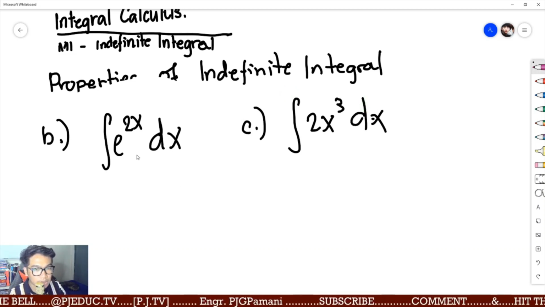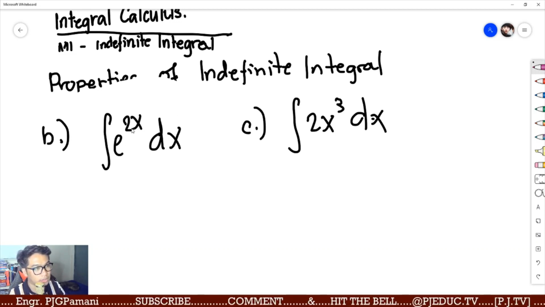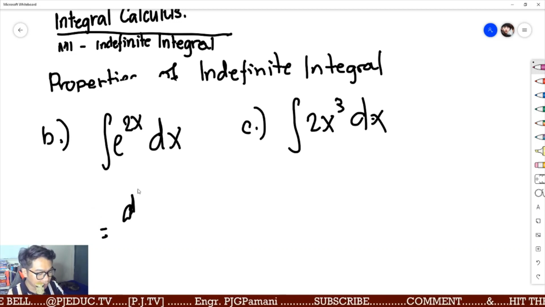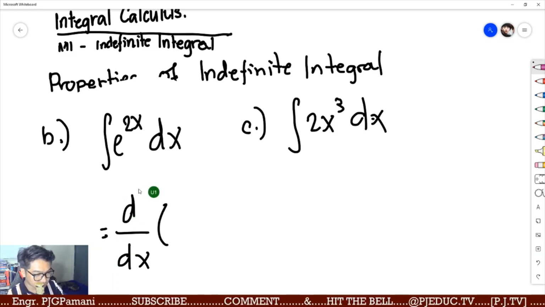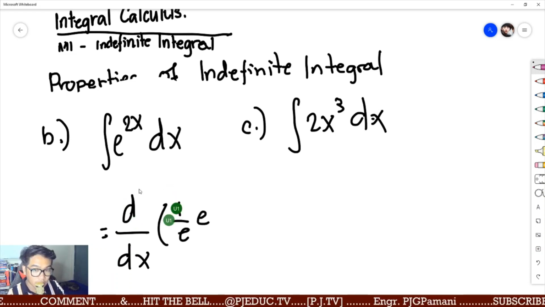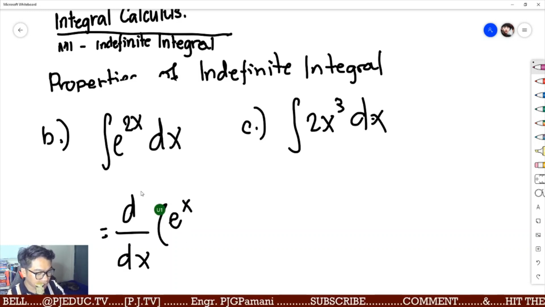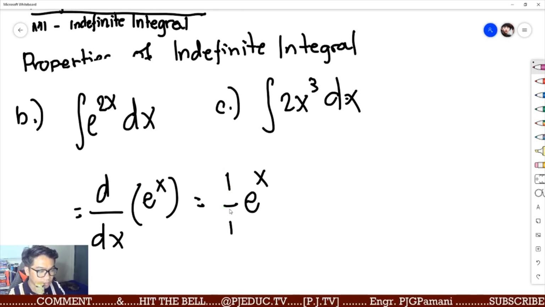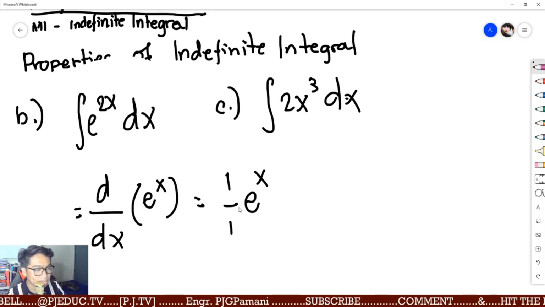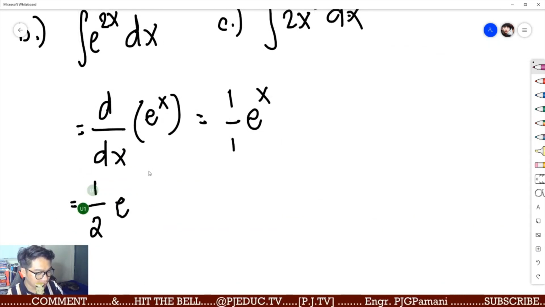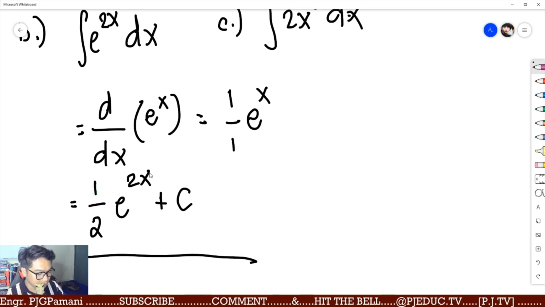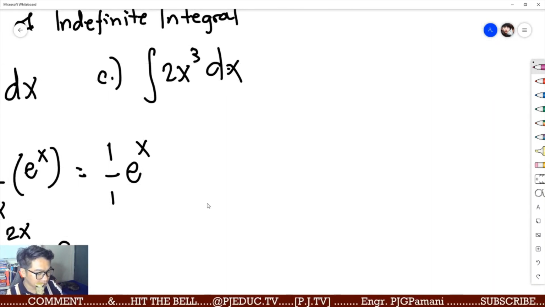Integral of e raised to 2x dx, ang integrand natin is e raised to 2x. Diba? Remember that the derivative of e raised to x is simply e raised to x. But here, we have integral of e raised to 2x. So basically, that is 1/2 e raised to 2x plus the unknown constant c, integration constant. Diba? Ganun ulit. Na-discuss na natin yan kanina.